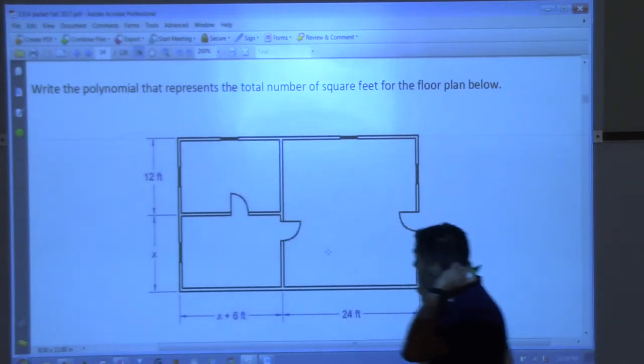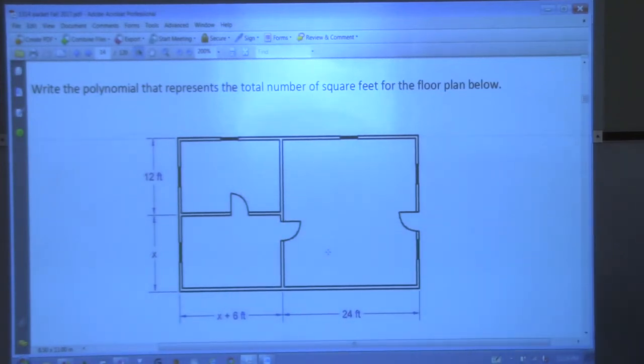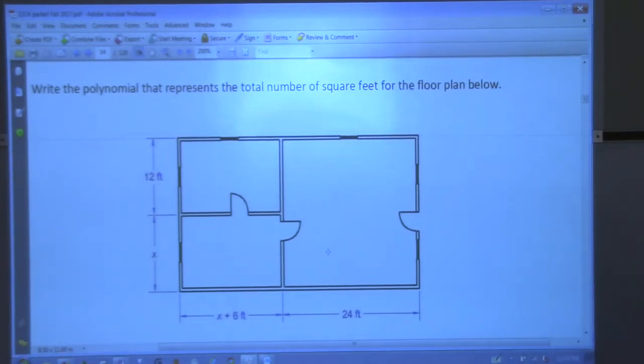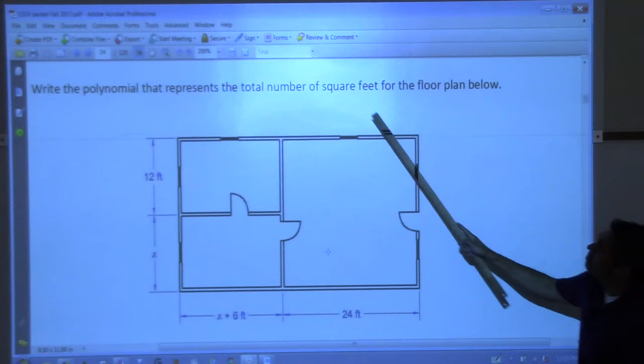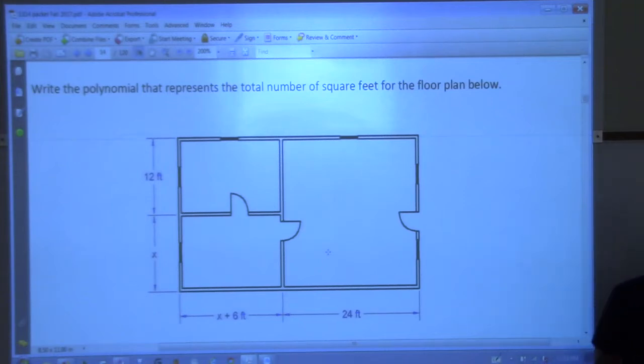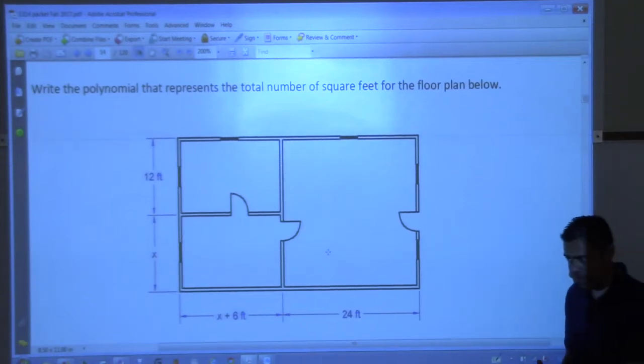All right. That looks like a house or something, an apartment. Write the polynomial that represents the total number of square feet for the floor plan below. Total number of square feet. This is the conversation I was trying to have with my 8-year-old. Square feet means what? It's area, okay? We're talking about area.